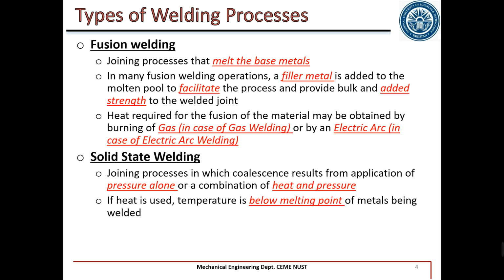The second type is solid state welding, in which we do not melt the base metal. Sometimes we need to add heat as well. So we join metal either with only pressure or a combination of heat and pressure. Even when the heat is applied, it is usually below the melting point because we do not melt the metals. And as the metals are not melted, there is no need to add any filler metal in solid state welding.